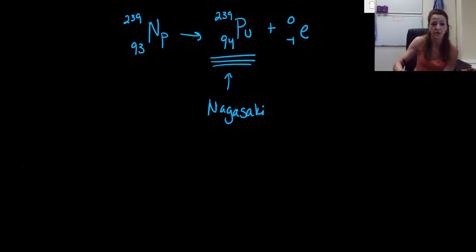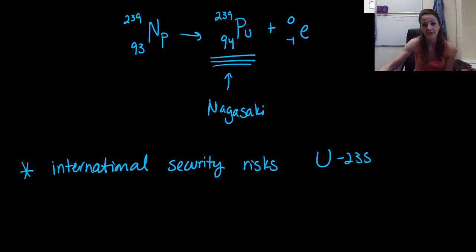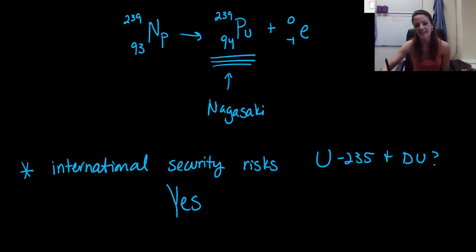So here's my question with how I want to end this. Do you think that we have any type of international security risks, or maybe problems, with U-235 and depleted uranium, which is your U-238, excuse me? Do you think that we have any issues with that, or that we could have any issues with that? I think this is obvious, but I don't like saying things are obvious, but yes, it is definitely an issue.